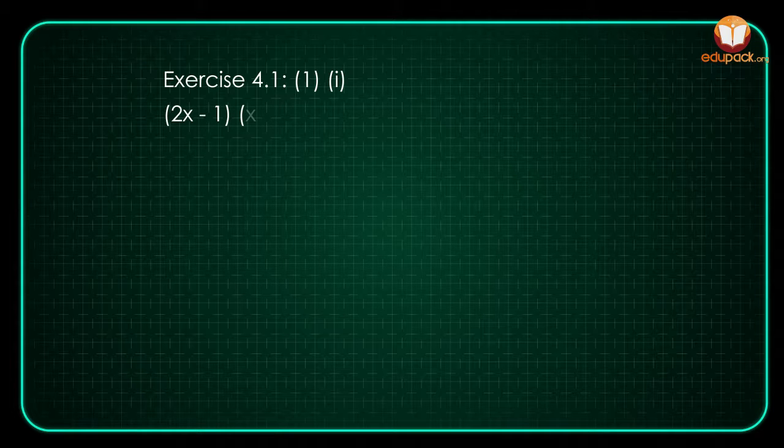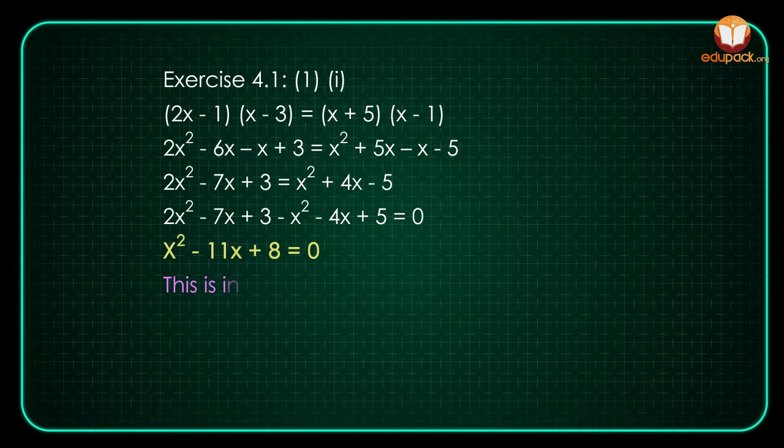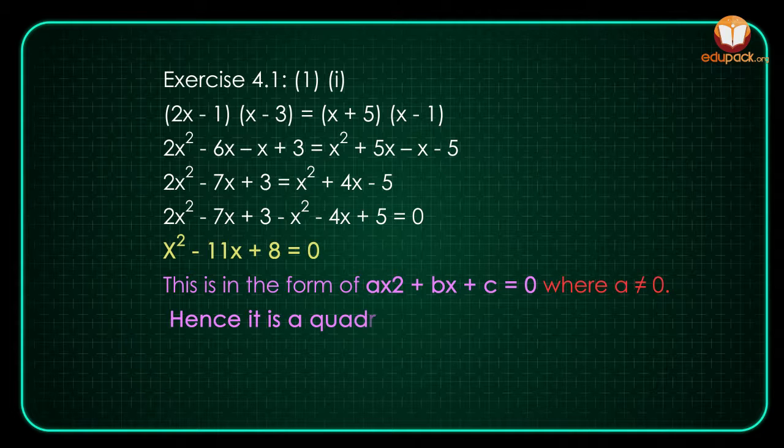The first problem is 2x minus 1 into x minus 3 is equal to x plus 5 into x minus 1. We need to check whether this is a quadratic equation or not. By multiplying on both sides, we get the equation 2x square minus 6x minus x plus 3 is equal to x square plus 5x minus x minus 5. So 2x square minus 7x plus 3 is equal to x square plus 4x minus 5.